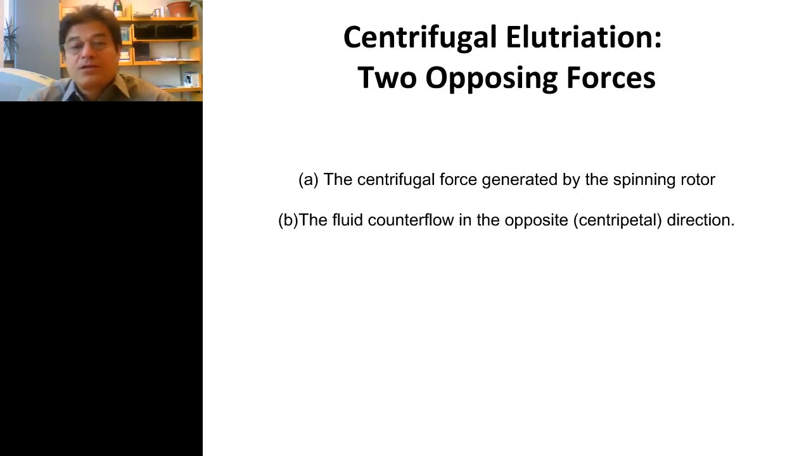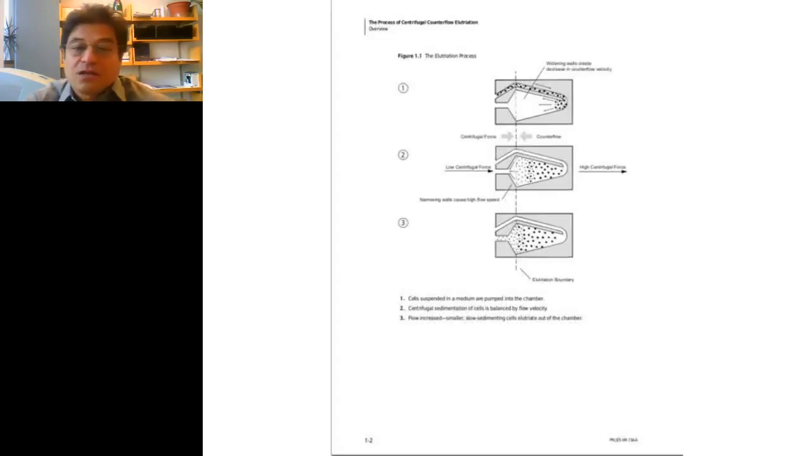So basically, in centrifugal elutriation, there are two opposing forces that come into play in a specialized centrifuge, rotor, and chamber. There's the centrifuge force that's generated by the spinning rotor, and this is the standard g-force that we use for pelleting cells in a tube and for other standard centrifugal applications. The differentiator here in the apparatus is the ability to counterflow fluid in the opposite direction of the g-force, so it's the centrifugal direction. And these two forces can reach an equilibrium, and cells will find their little niche where they want to sit, and it's dependent on the sedimentation velocity of the cells.